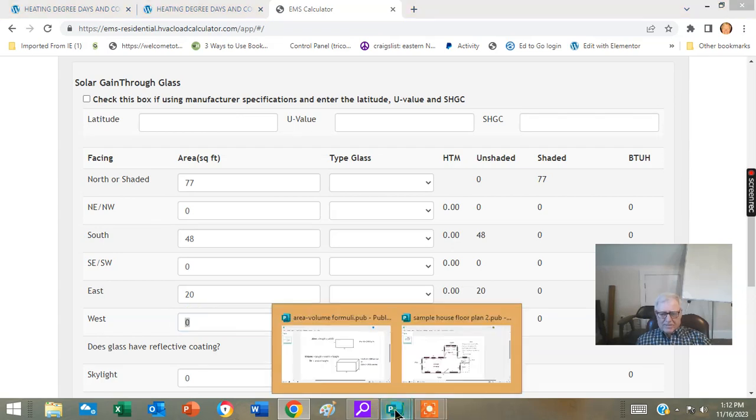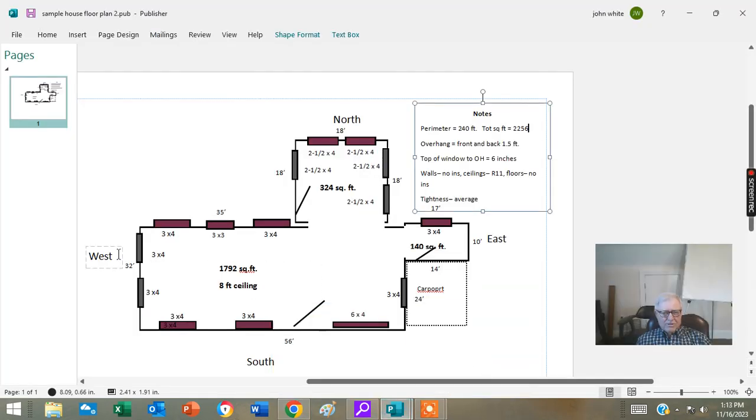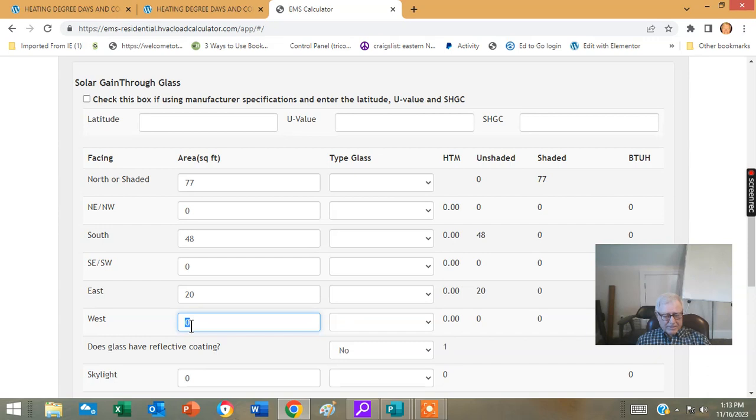Back to my picture again. Facing west, I've got 12 square feet plus 12 square feet plus 10 square feet. So 12 and 12 is 24. Another 10 is 34 square feet of glass is facing west. Back to my calculation again. 34 square feet. Now we're going to say the type of glass.